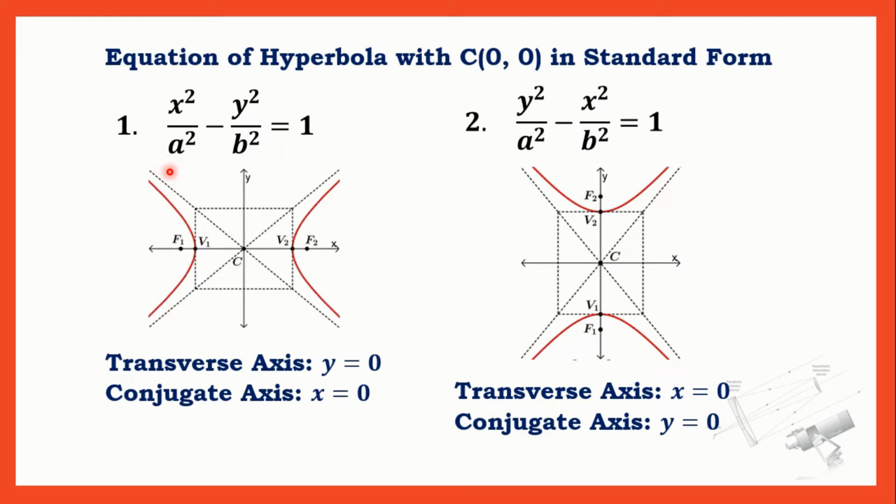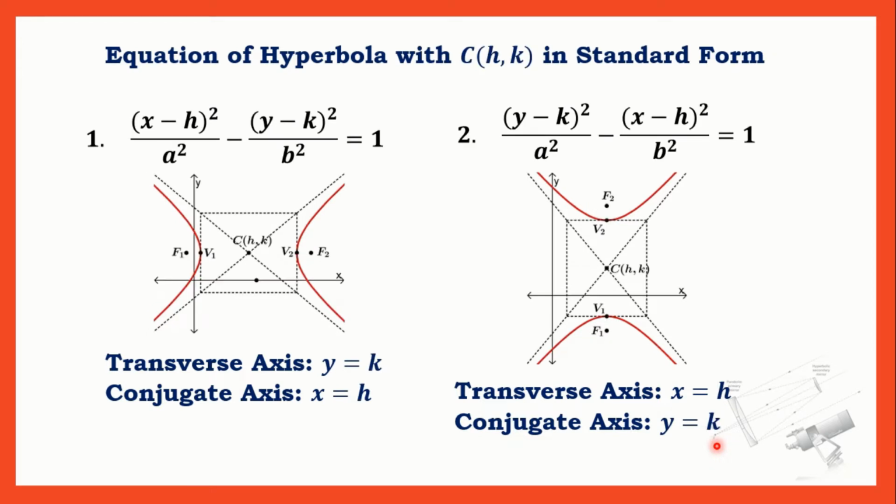If a squared is a denominator of x squared, then the transverse axis is a horizontal line, with equation y equals 0, and its conjugate axis is a vertical line with equation x equals 0. If a squared is a denominator of y squared, then the transverse axis is a vertical line with the equation x equals 0, and its conjugate axis is a horizontal line with equation y equals 0.